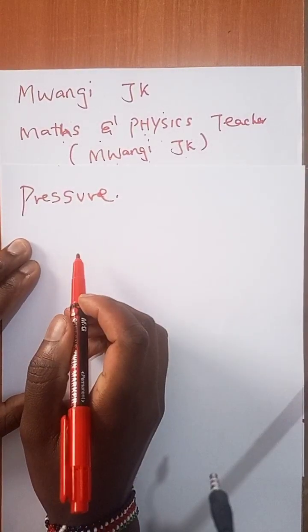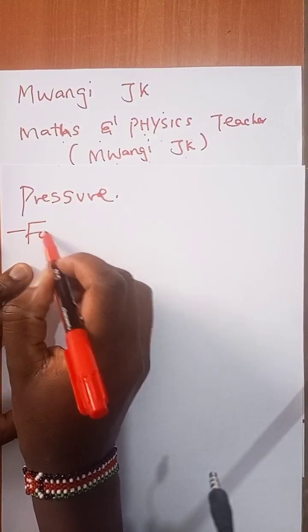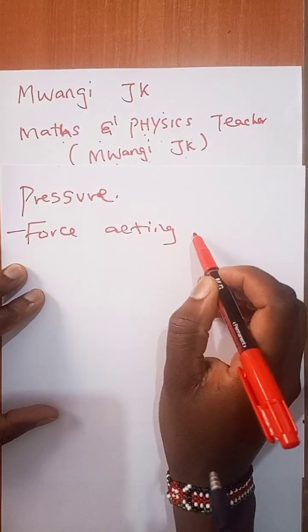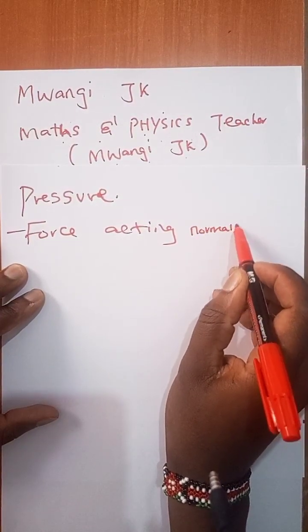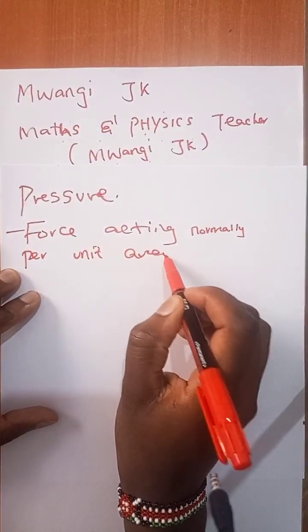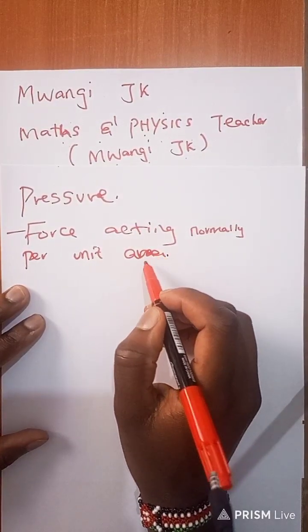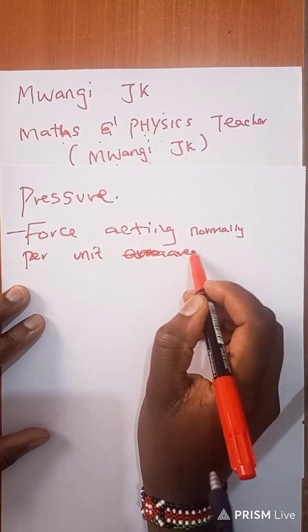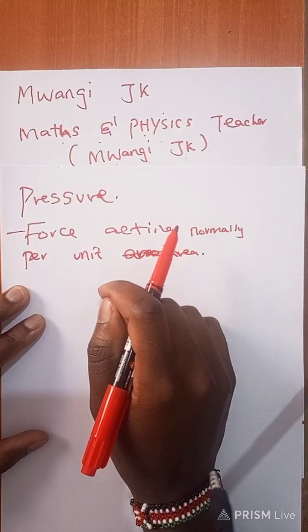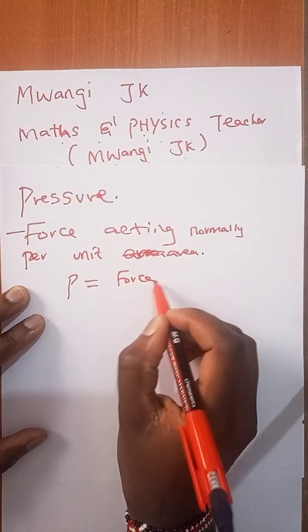We define pressure as a force acting normally per unit area. And mathematically, pressure is given by force over area.